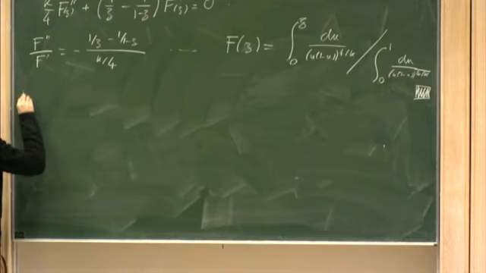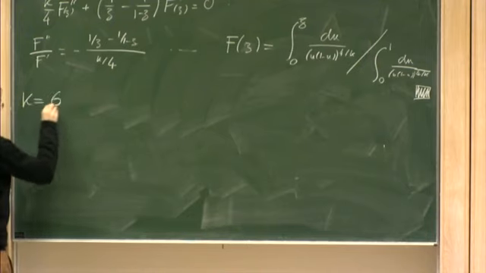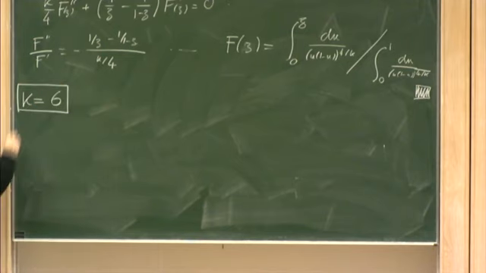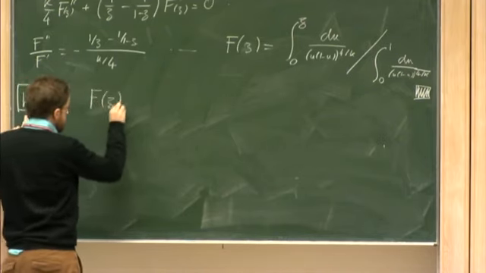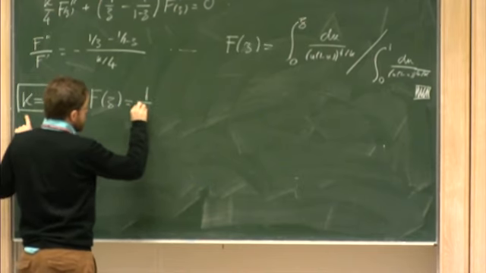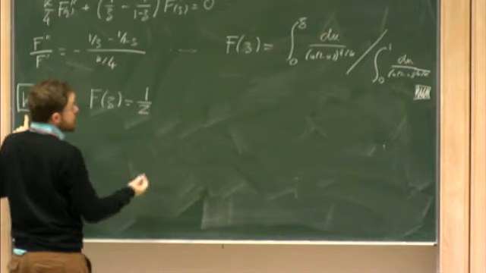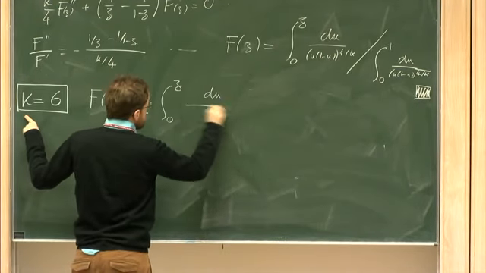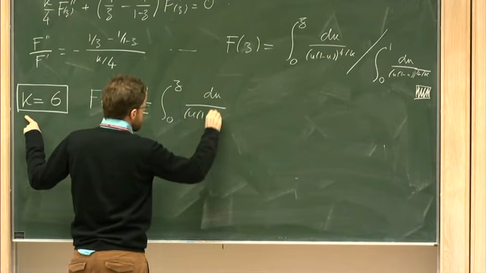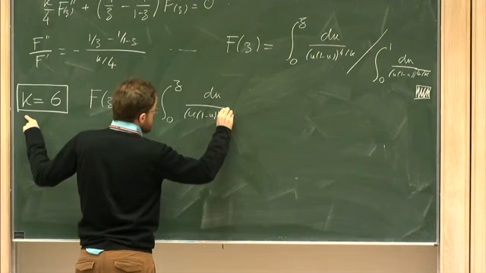Just one remark. What happens when kappa is equal to 6? When kappa is equal to 6, what you have is that f of z is 1 over some normalizing factor times the integral from 0 to z of du over u times 1 minus u to the power 2/3.